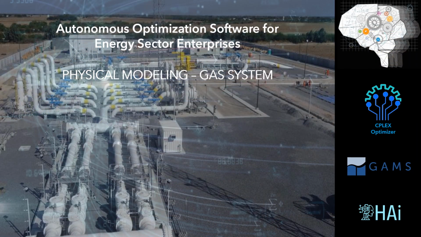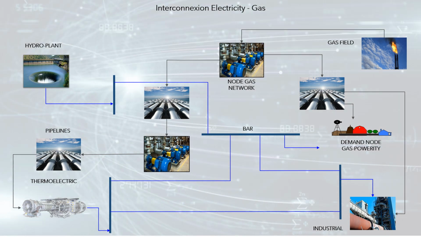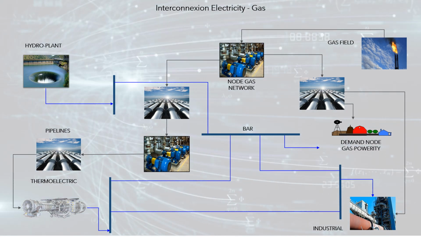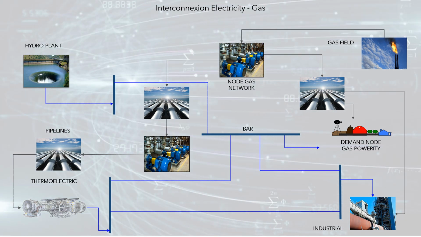Natural gas system physical modeling. HighPower describes the process of supply and demand of natural gas. From this point of view, its integration with the electricity system determines the economic equilibrium of the electricity-gas markets.